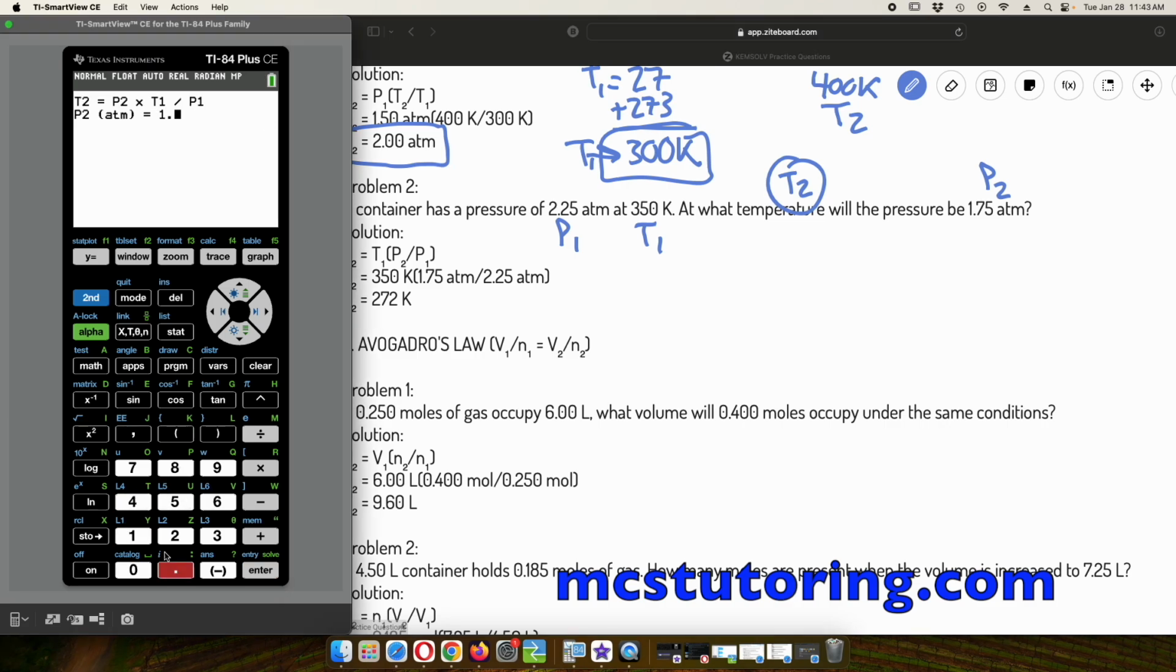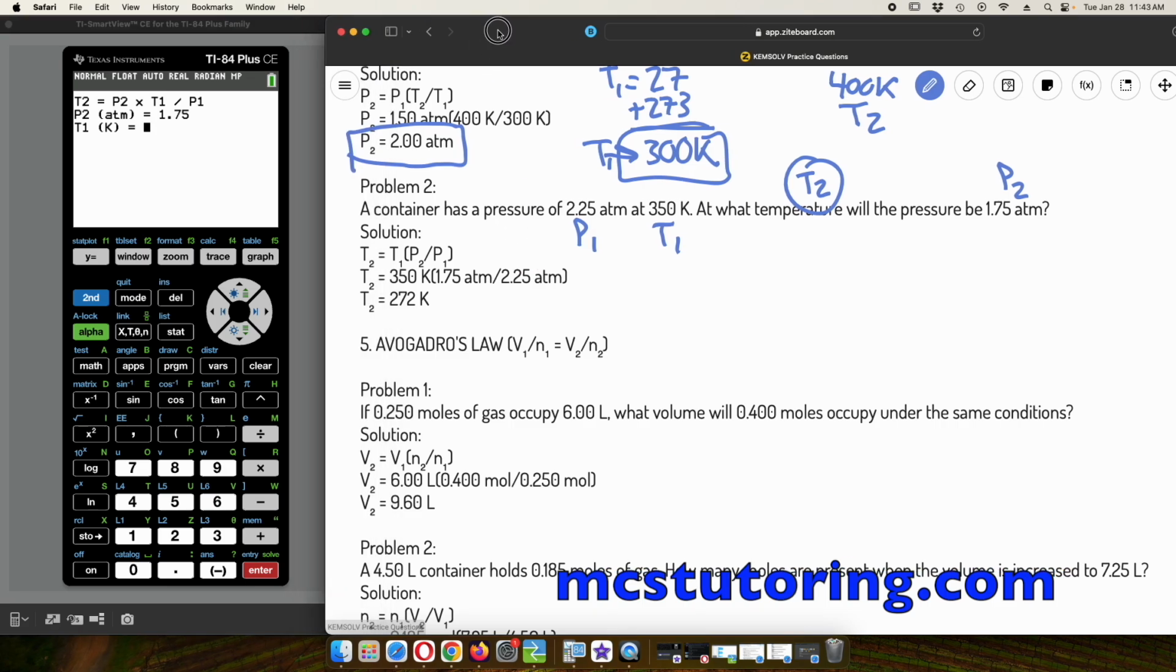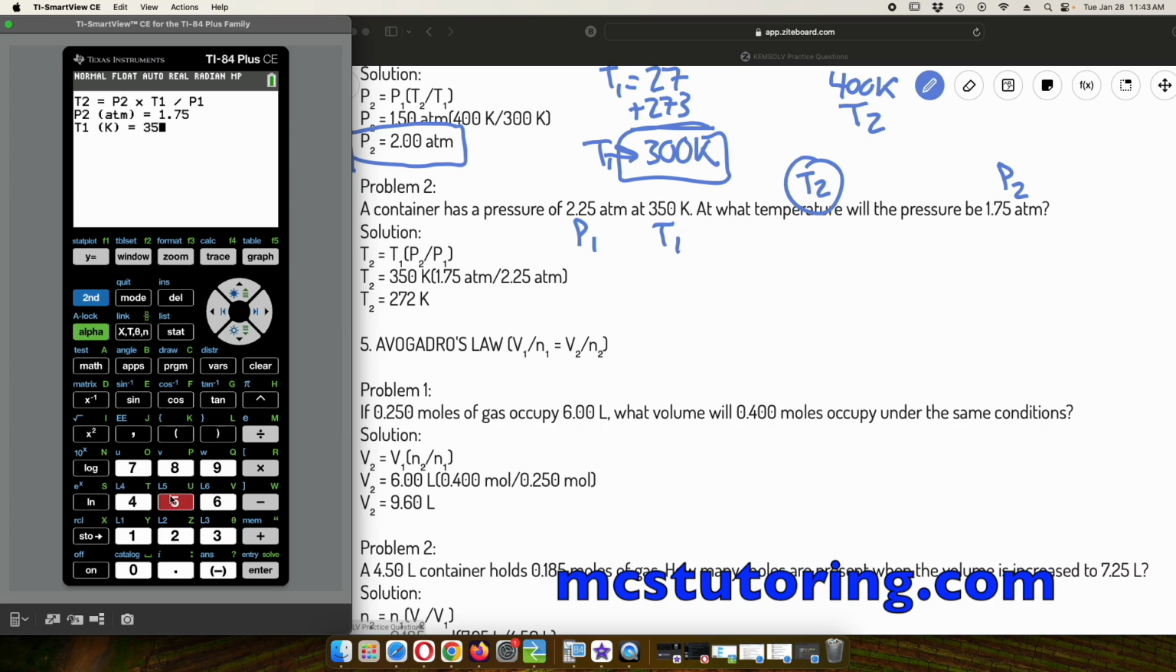It's 1.75. And again, make sure you're entering the units properly, because when I was your age, I would be entering it wrong. So I'm not wagging a finger. I've been there. I just entered stuff blindly when I was younger. So T1, let me move this over a little bit. T1 is 350 K, and P1 in atm is 2.25. Let's hope this works out.